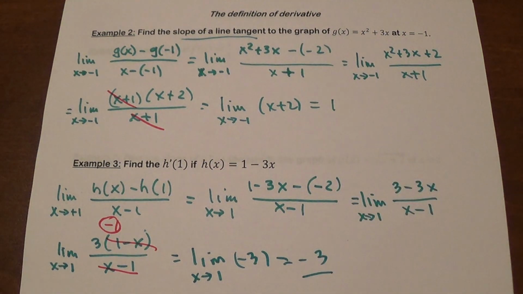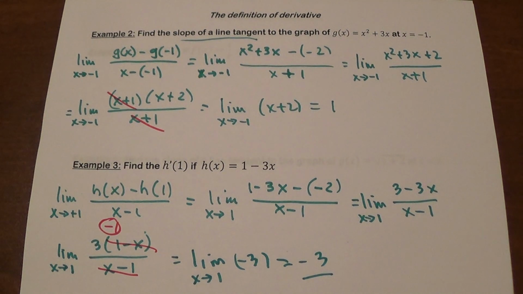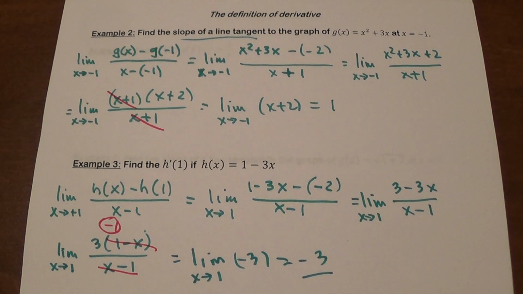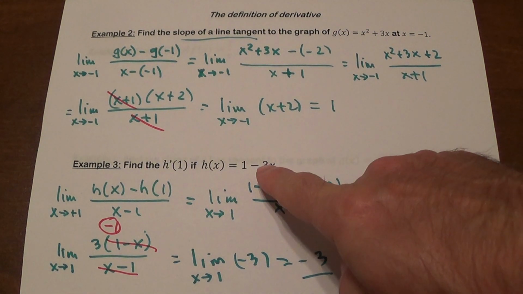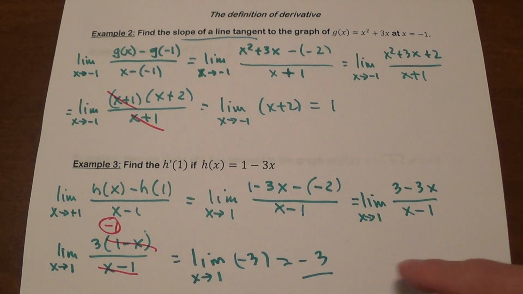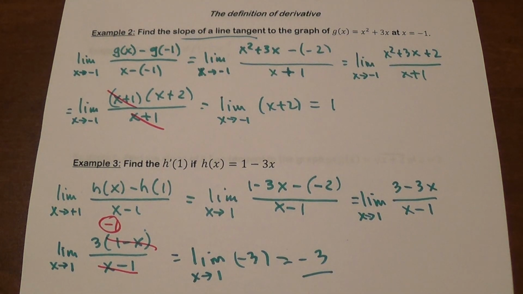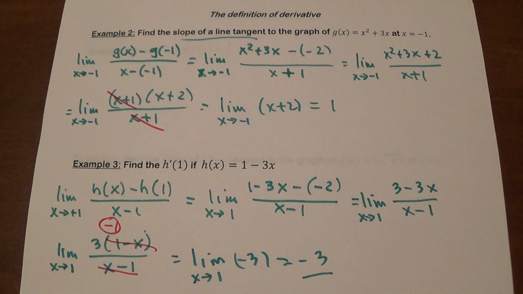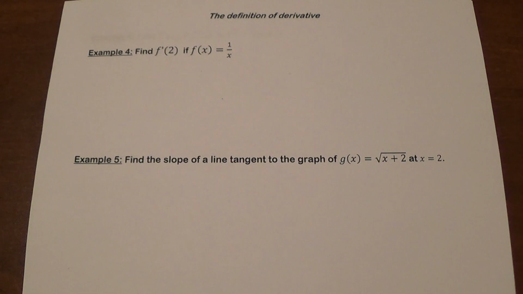I do want to point out that the function h of x in this case is a linear function, so the slope is a constant value here, and the slope of this line here is negative 3, and we actually ended up with the derivative being negative 3. That is not any coincidence. This is actually the way it's supposed to be. Alright, moving on.